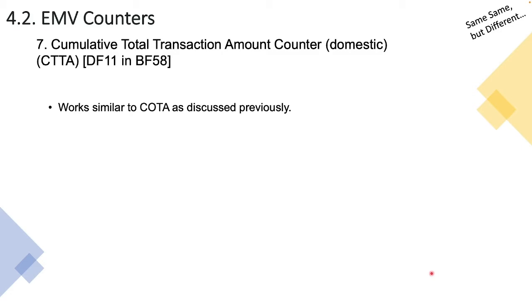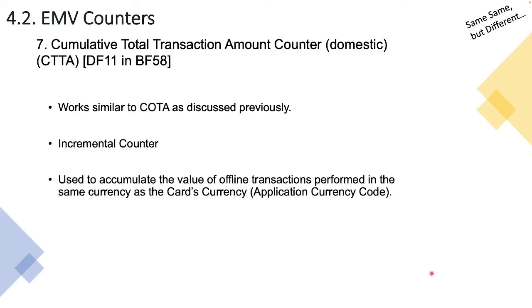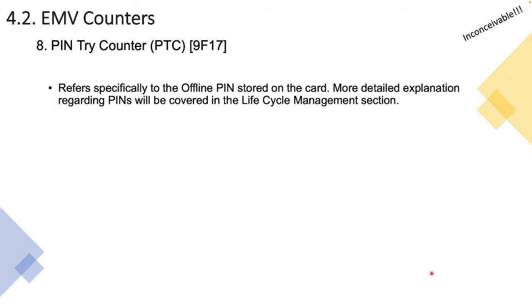Next, we have the cumulative total transaction amount counter, domestic, which is CTTA, and this is tag GF11 under tag BF58. This works similarly to COTA, as discussed previously. So remember, COTA was a transaction amount counter. It's an incremental counter, and we use it to accumulate the value of offline transactions performed in the same currency as the card's currency. Okay, only found on Visa cards.